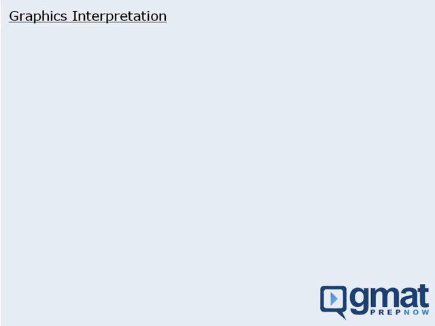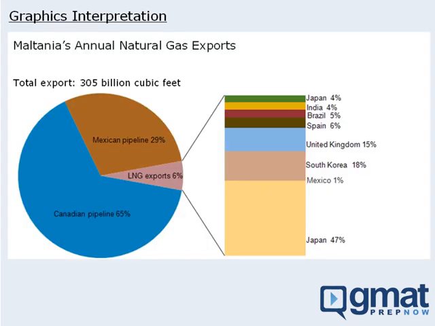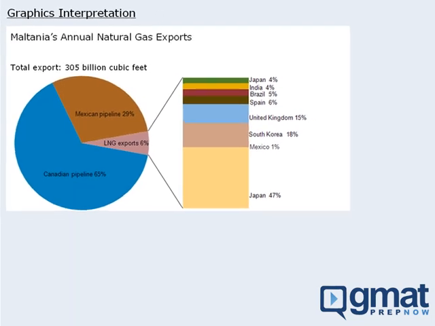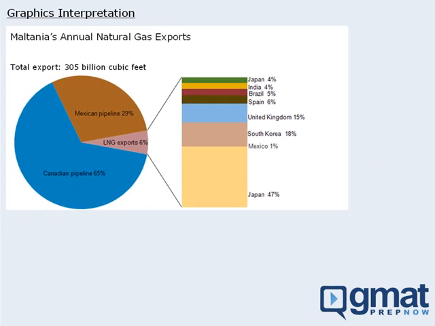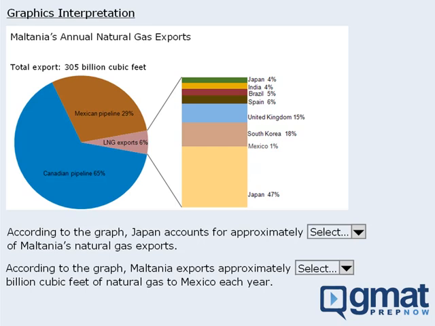In these questions, you're given some sort of visual information, such as a graph, chart, or diagram, and you must use this information to complete 2 statements. Each statement will have a drop-down menu that you must use to select the answer that best completes each statement.